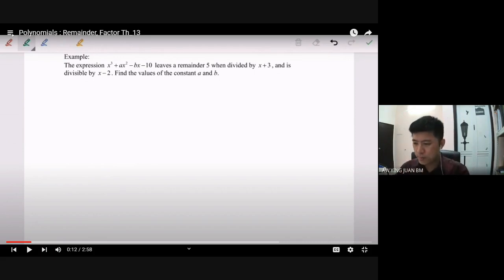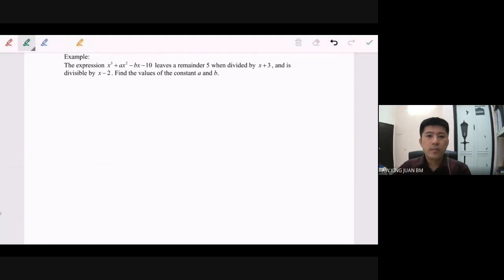The expression x cubed plus ax squared minus bx minus 10 leaves a remainder of 5 when divided by x plus 3.